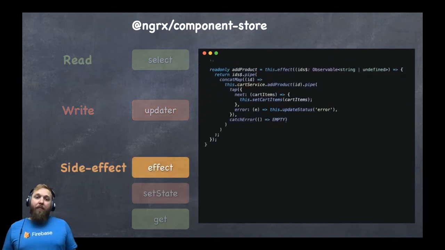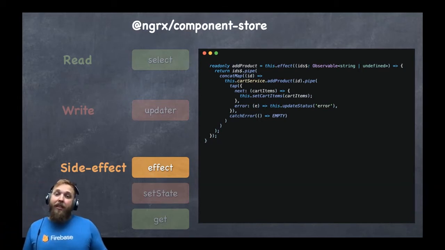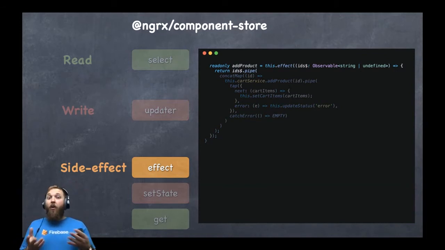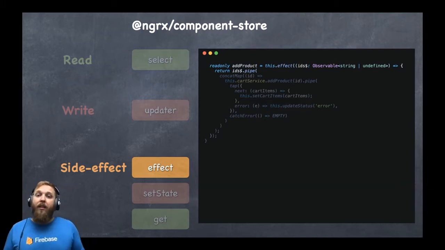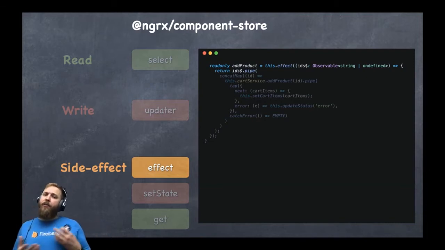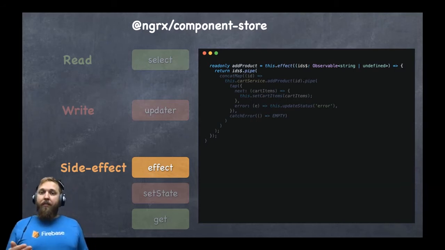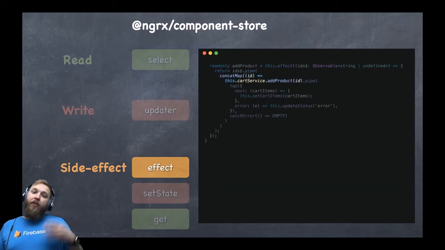Now to the fun part, handling those side effects. So here's another example. Add product is again a callable property. You can think of it as a method. And here we say that this is an effect. An effect takes those IDs observable, and this observable is of string or undefined. So this is an observable that it takes. In a second we'll take a look at what it means, how these IDs are coming from.